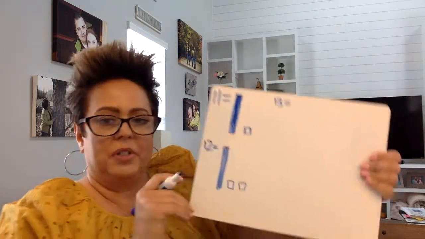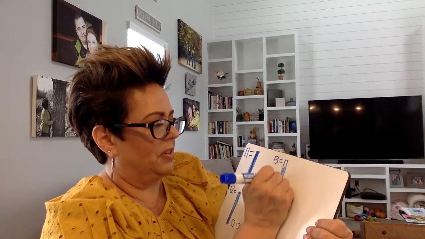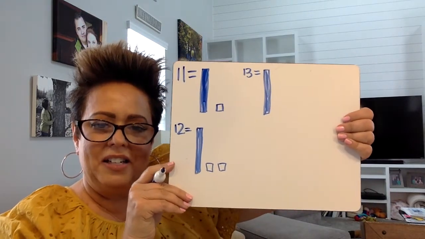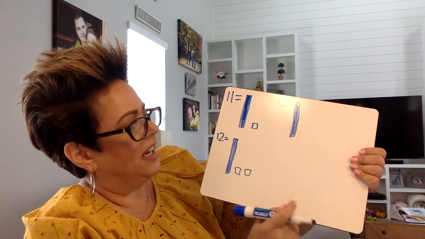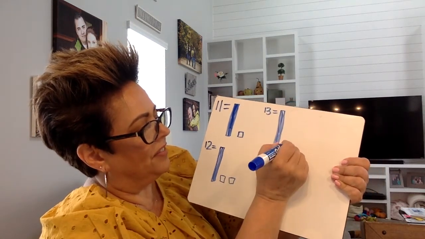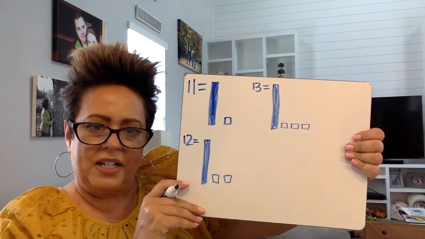Let's go on to 13. I'm going to do my 13 and my equal sign. I'm going to make my 10 group. Remember, it doesn't matter. We just color it in. We know that represents 10. So how am I going to show 13? I say 10, 11, 12, and 13. Now I'm showing 13.